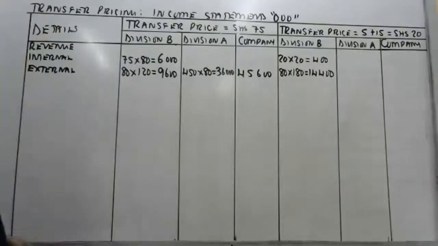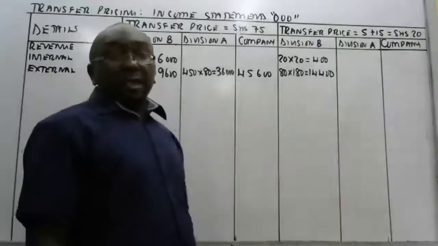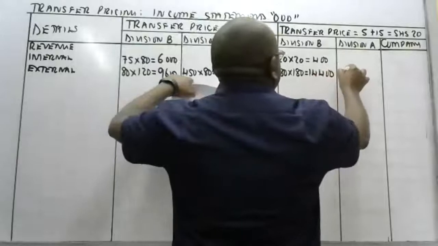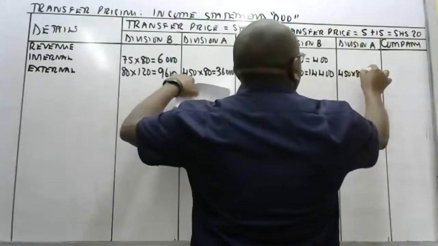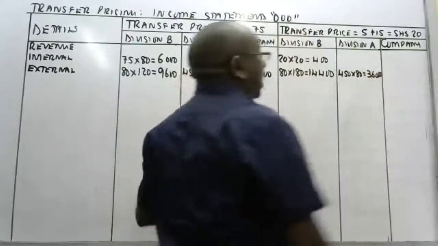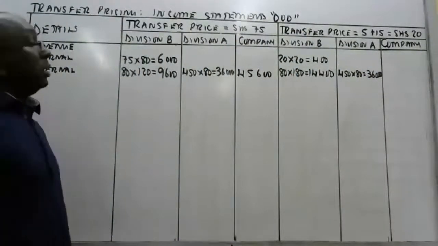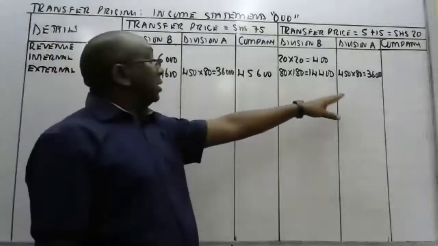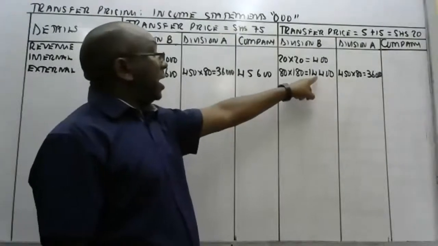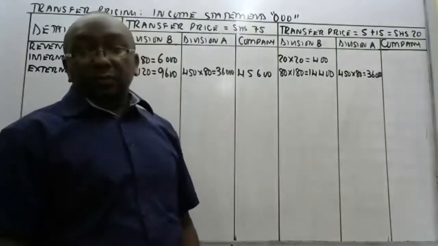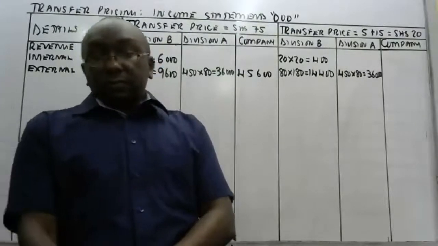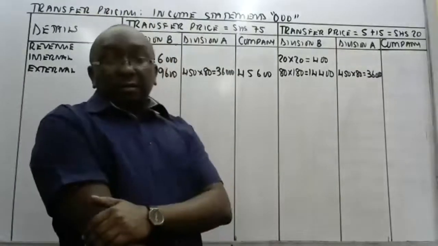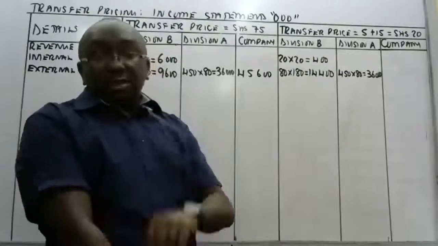Good. Coming to division A here, the external revenue still remains 450 times 80, that is 36,000. That is not changing. Going to the company, I've already said the internal has no effect. So for the external, add this to this. Add those figures. You tell me how much. The external revenue will be how much?